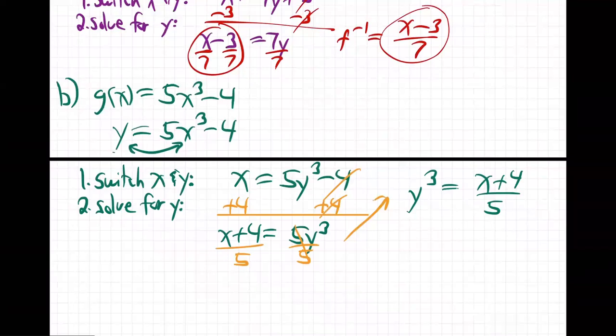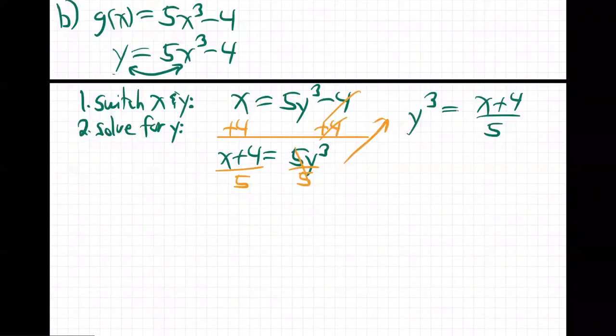Now, last step, we want to get y alone. And so what do we do about that third power? Well, there's two ways you can do it. To get rid of that third power, you can go parentheses, 1/3 power, parenthesis, 1/3 power. That's fine. That's correct. Or you can do a third root. Root with the 3, root with the 3. I'll just do it that way.